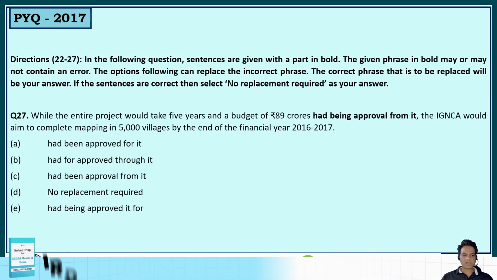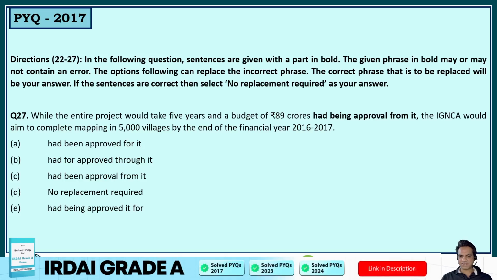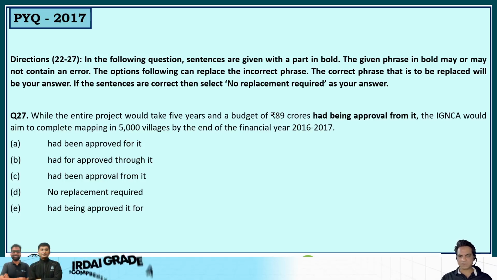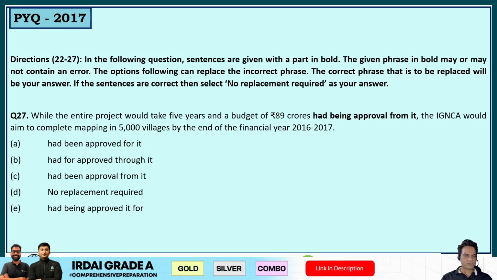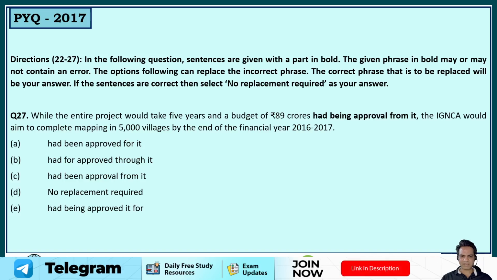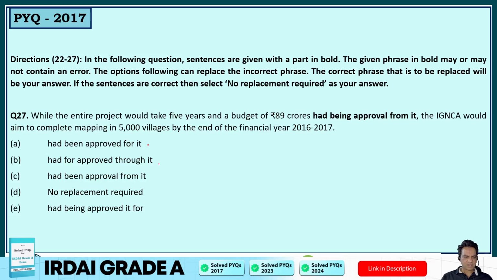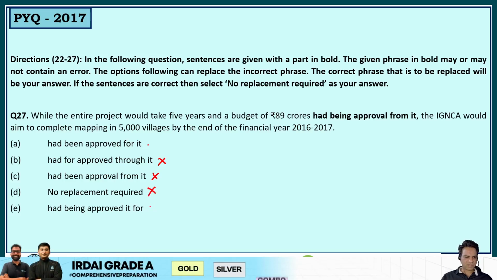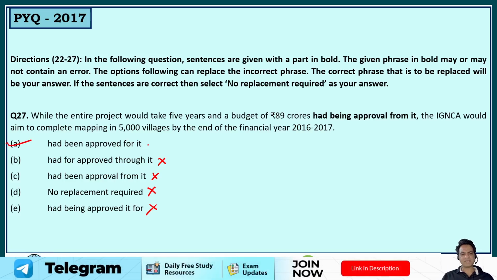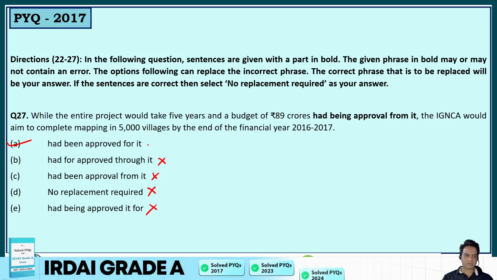Next question, guys. While the entire project would take 5 years and a budget of 89 crores, had been approval from it. Absolutely incorrect. The IGNCA would aim to complete mapping in 5,000 villages by the end of the financial year 2016-17. So while the entire project would take 5 years and a budget of 89 crores, had been approved for it, yes. Had for approved, no. Had been approval from it, no. This is absolutely impossible. Had being approved for it, no. Option A is the right choice. And a budget of 89 crores had been approved for it. The IGNCA would aim to complete mapping in 5,000 villages by the end of the fiscal year. So option A is correct.